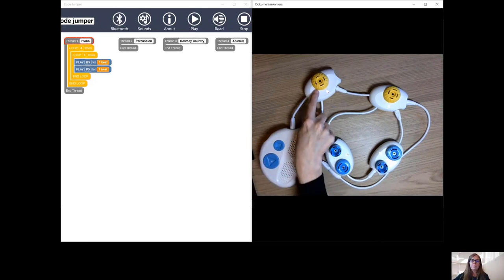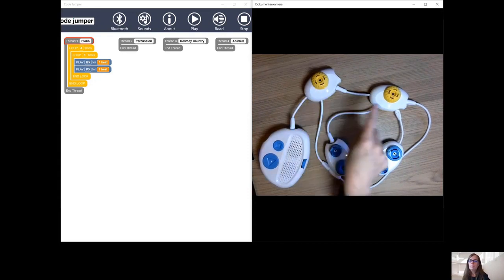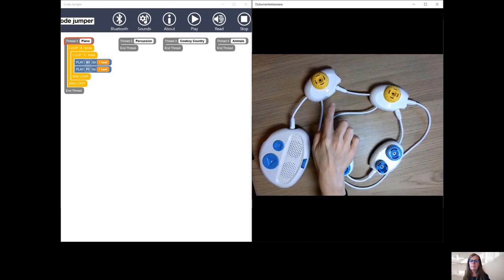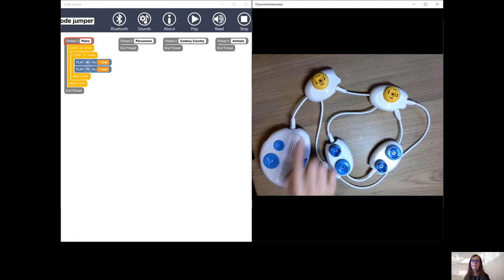Thread 1 piano. Loop 4 times. Loop 3 times. Play E5 for 1 beat. Play F5 for 1 beat. End loop. End loop. End thread. Okay, so we have that loop inside of a loop.